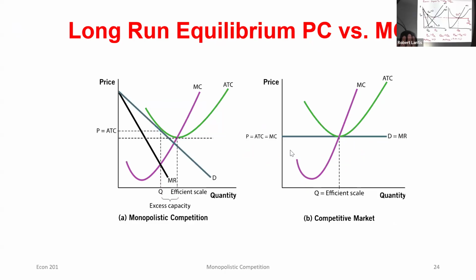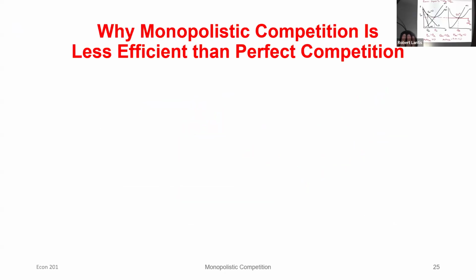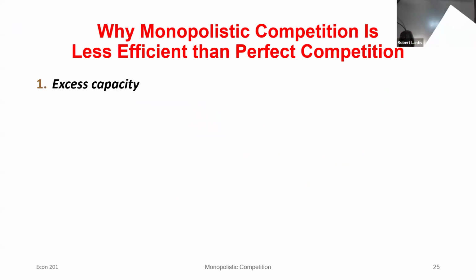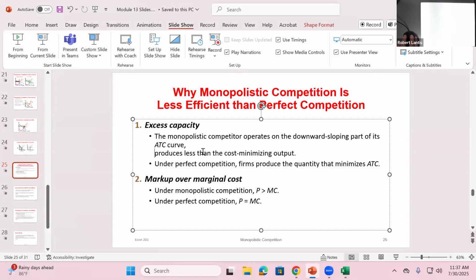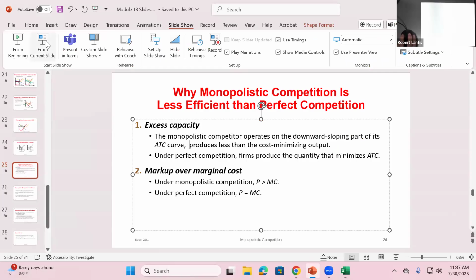All right. So we think about why we're going to have that deadweight loss that's created. It's really coming from two areas. The first is that we've got excess capacity, right? The monopolistically competitive firm is not choosing to be at the cost-minimizing output, or the lowest per unit costs. Okay.